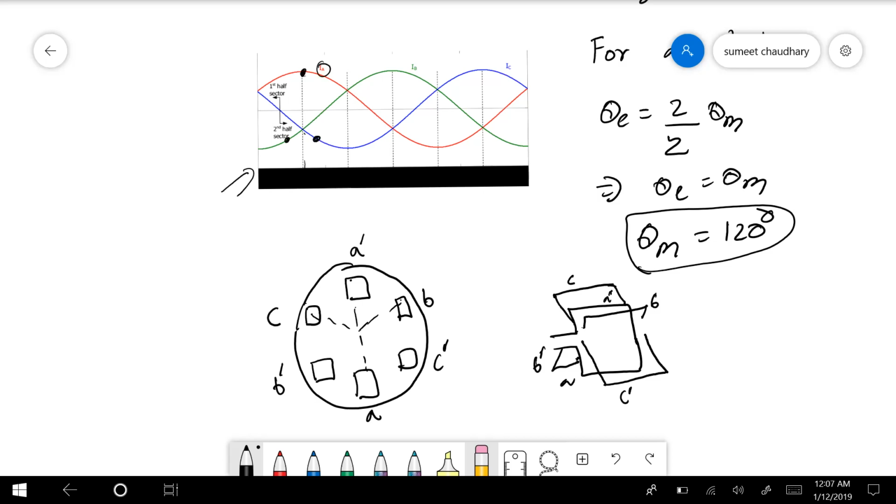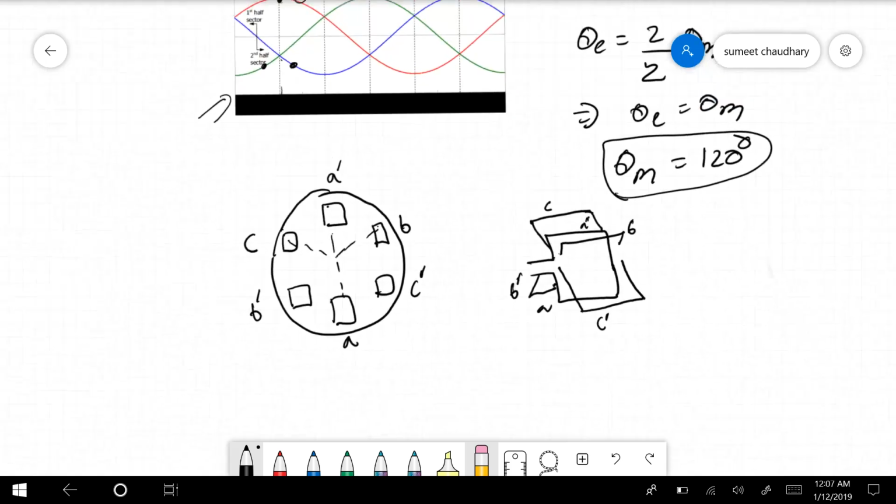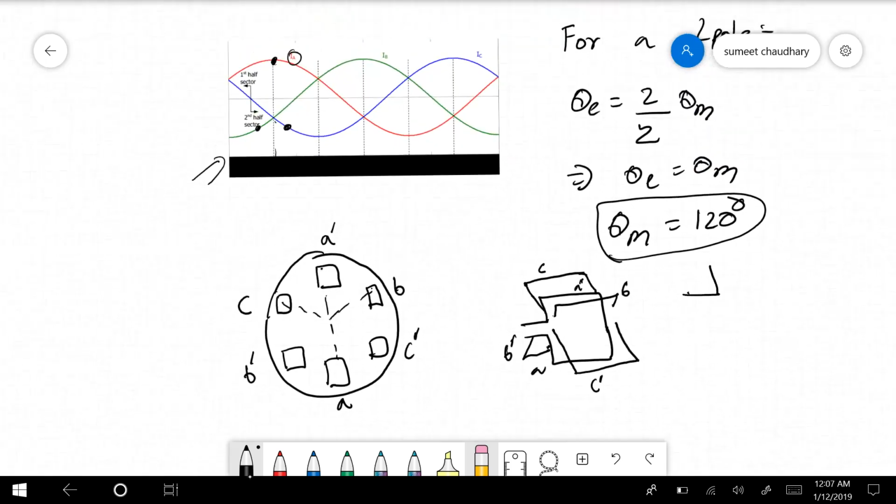What it means to have a positive current is that, if this is your A winding, your current enters through A and exits from A dash. So therefore, as I have a positive current at A, I would find a current entering from A and exiting from A dash. Similarly, I have a negative current. What it means to have a negative current is exactly the opposite.